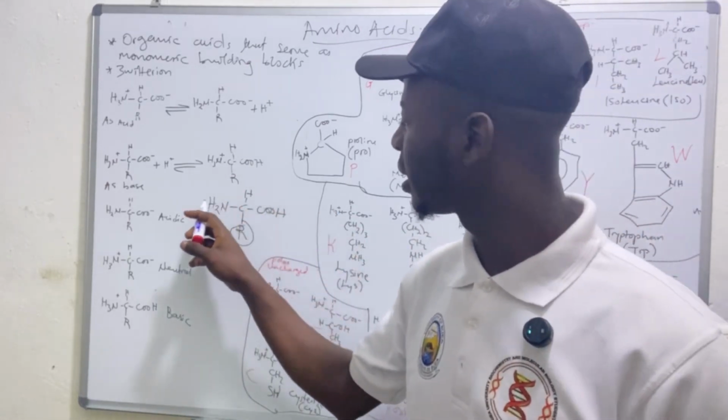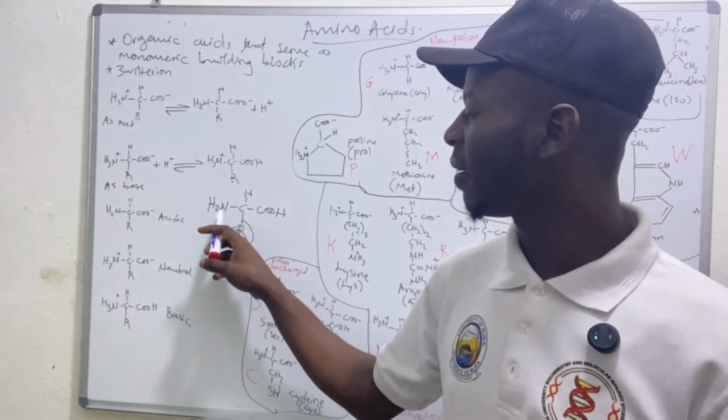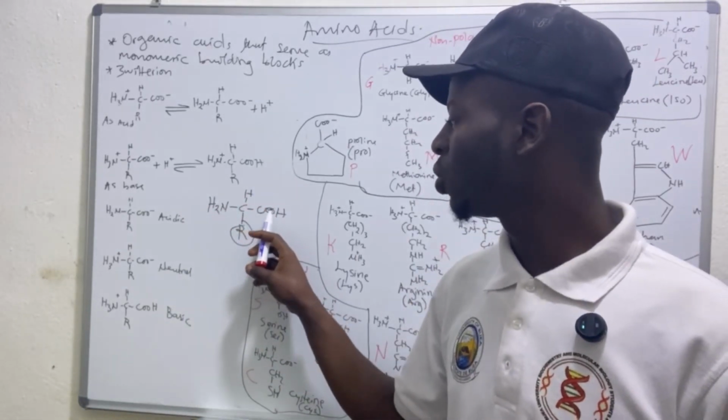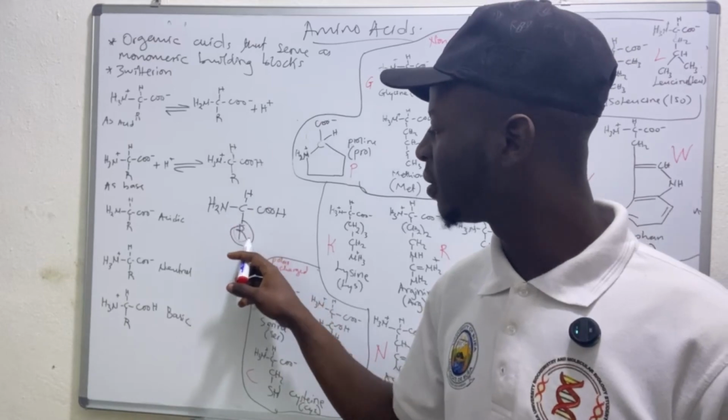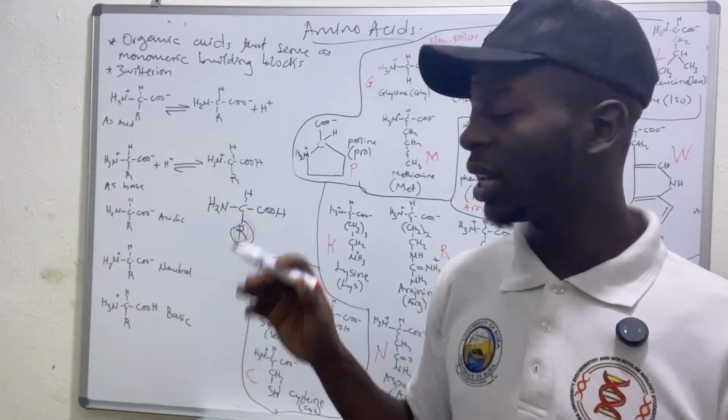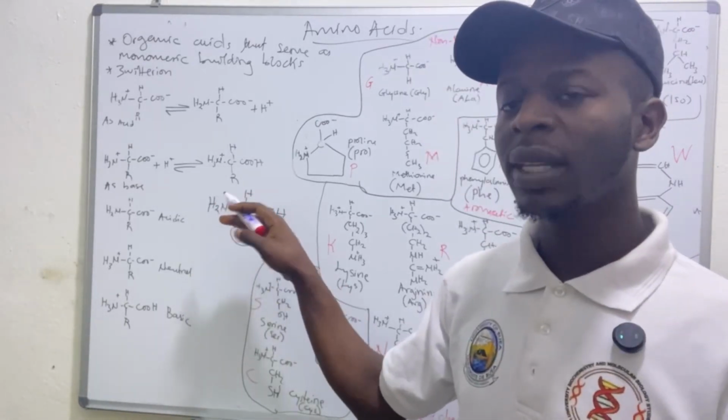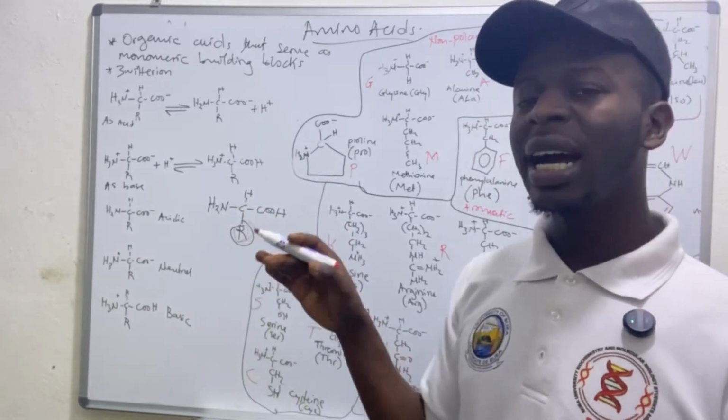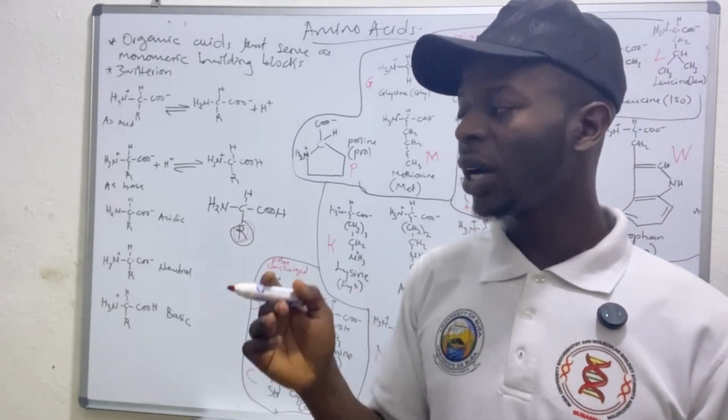And all these amino acids have this general formula. They have an amino group, they have a carboxylic group, they have a hydrogen, and then they differ only at the level of this R group here. All the amino acids must have this general formula. Now, these amino acids can act as buffers, meaning what?